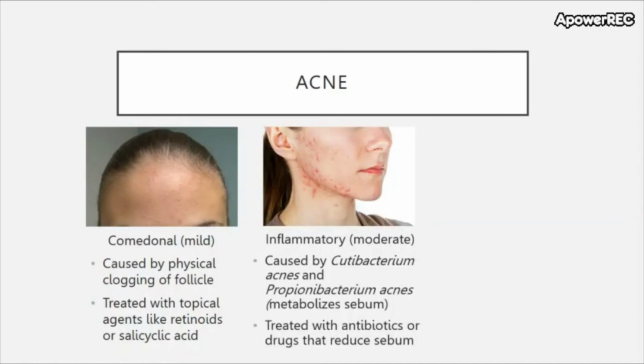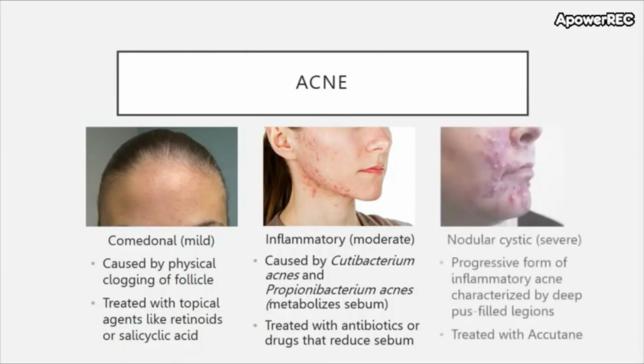Inflammatory is a moderate form of acne. It's typically caused by Cutibacterium acnes and Propionibacterium acnes, which can metabolize sebum. Sebum is that oily substance that your skin excretes. And these are treated with antibiotics or drugs that reduce sebum. Next is nodular cystic, and this is a severe form of acne. It's a progressive form of inflammatory acne, which is characterized by very deep pus-filled lesions, and it can be treated with Accutane.